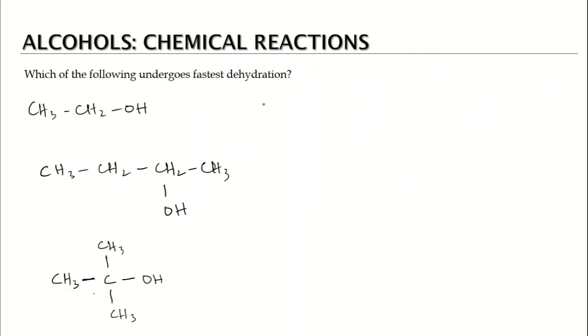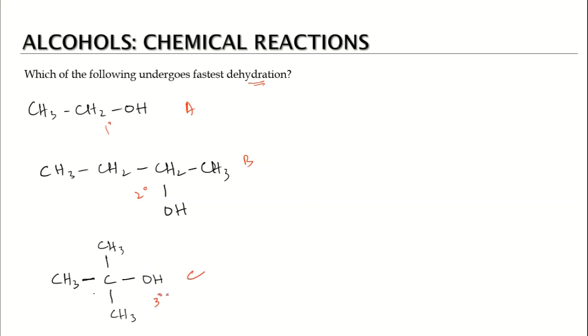Now we have a question: which of the following undergoes the fastest dehydration reaction? We have to look at these different types of alcohols, and we have to predict which of these will undergo the fastest reaction. Let's name this alcohol A. This is a primary alcohol, this is alcohol B, the secondary alcohol, and this is alcohol C, the tertiary alcohol.